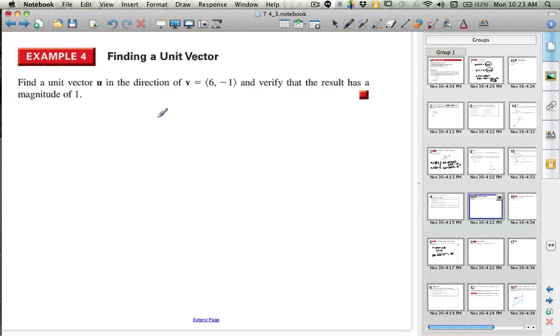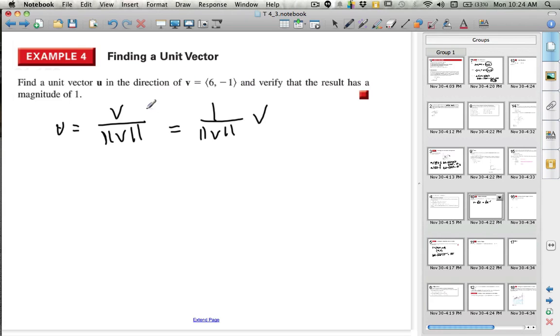So if I want to find a unit vector u in a specific direction, then I have to verify that it has a magnitude of 1. So one of the things we're going to need to work on is we know that the unit vector u would be equal to vector v divided by the magnitude of v, which also could be rewritten to be 1 over the magnitude times the vector in component form.